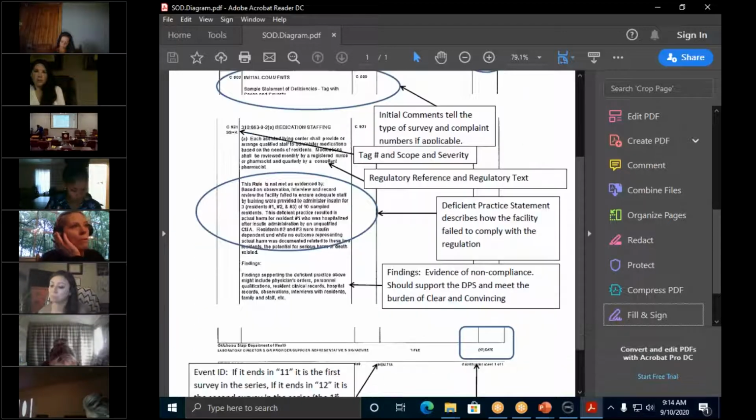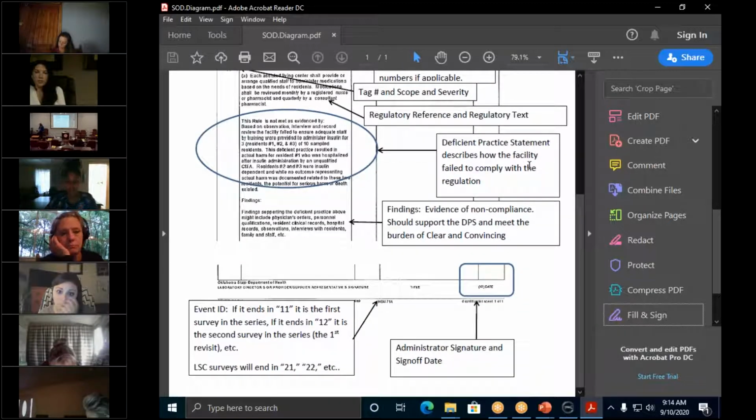Now, down at the bottom, there's an area always at the bottom for administrator signature and the date that the administrator signs off. It's important that we receive an administrator signature dated when we have a plan of correction. The plan of correction is supposed to be signed by the administrator when it's submitted. And really, there's only one time that we would excuse that.